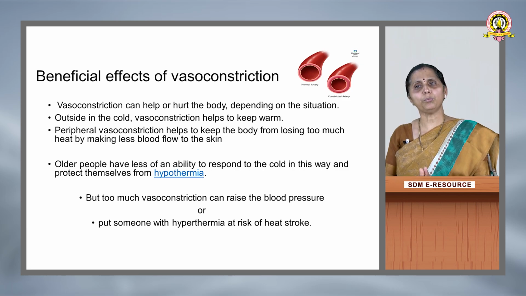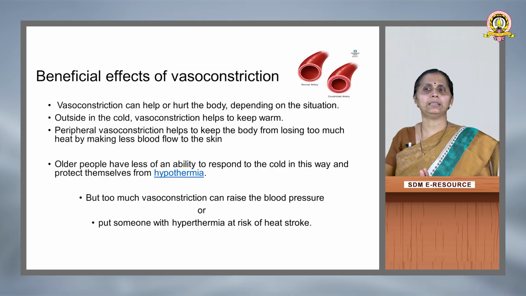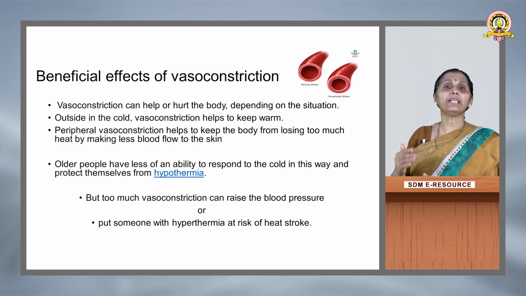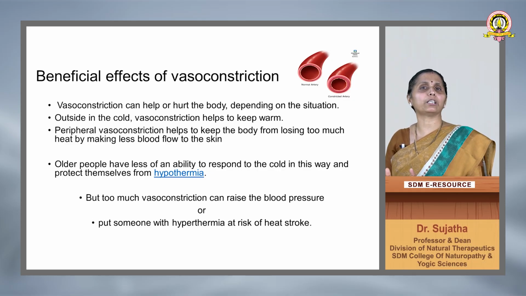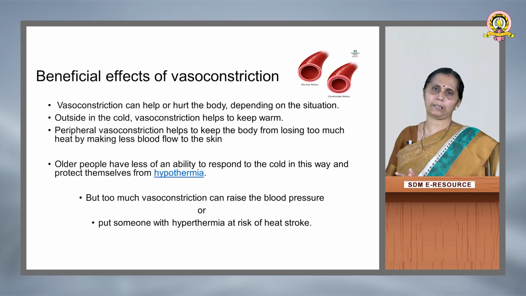But too much vasoconstriction can raise the blood pressure and it can put someone with hyperthermia at risk of heat stroke. So, whenever we talk about the beneficial effects of vasoconstriction, we should know when to stop the vasoconstriction so that we can plan better the temperature and duration of the proximal compress according to the age, skin condition, as well as pathological condition of the person.